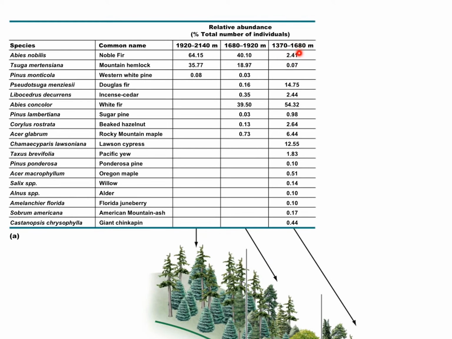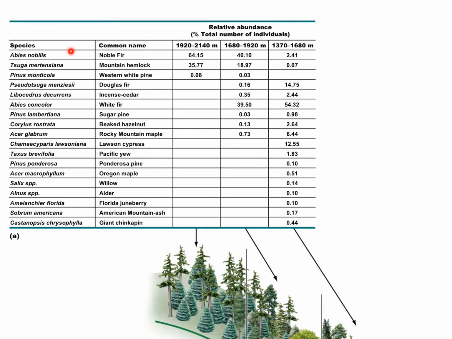So we have 1370 to 680, right? We have a larger number of species, higher species richness. You go from 1680 to 1920, sort of a mid-level, fewer species present. I mean, these species here are not present at all. They can't tolerate the higher elevations, changes in temperature, humidity, soil type, probably all kinds of things.